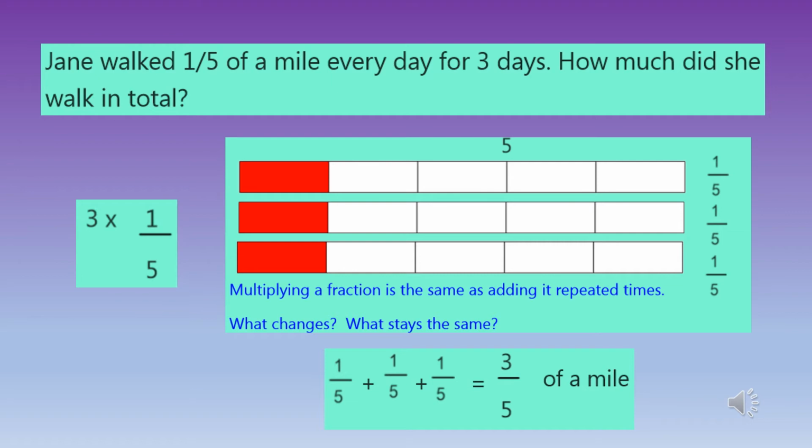So what changes when we're doing repeated addition? The only thing that changes is the numerator. The numerator increases when we're doing repeated addition. What stays the same? The denominator always stays the same. We never add together all the denominators when doing repeated addition for multiplication. So 1/5 add 1/5 add 1/5 equals 3/5.